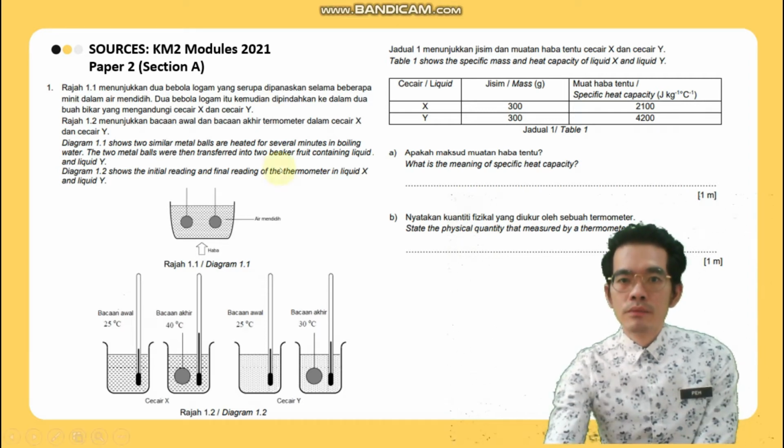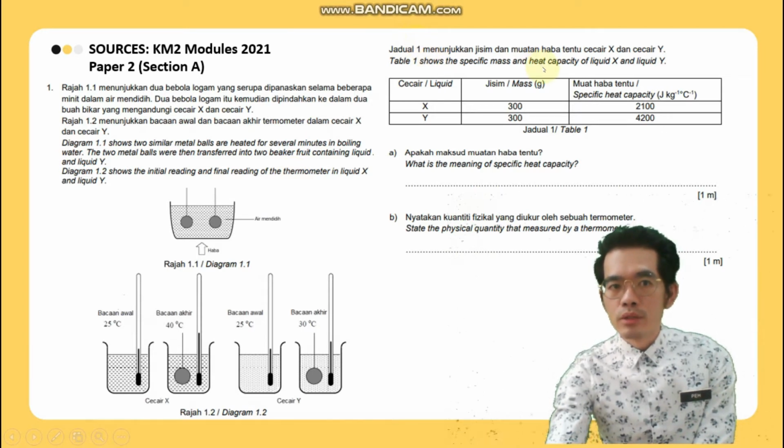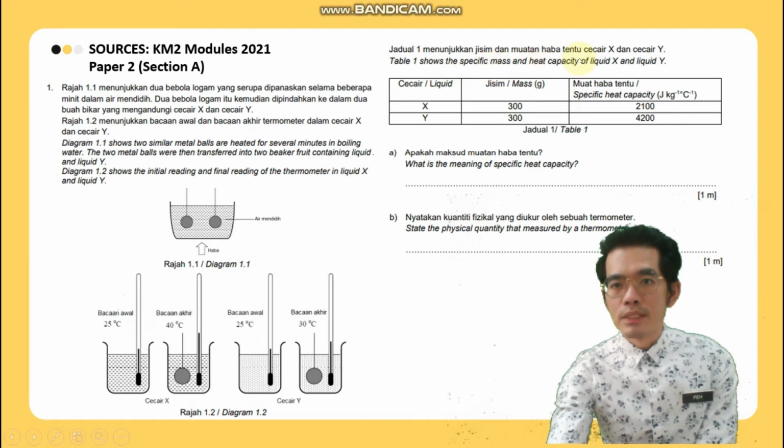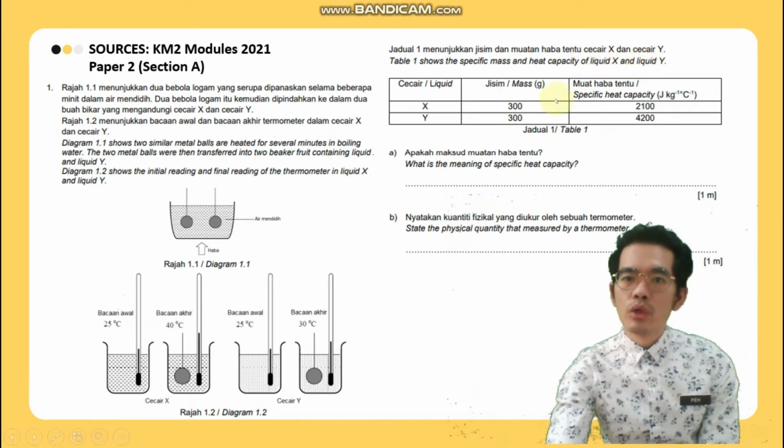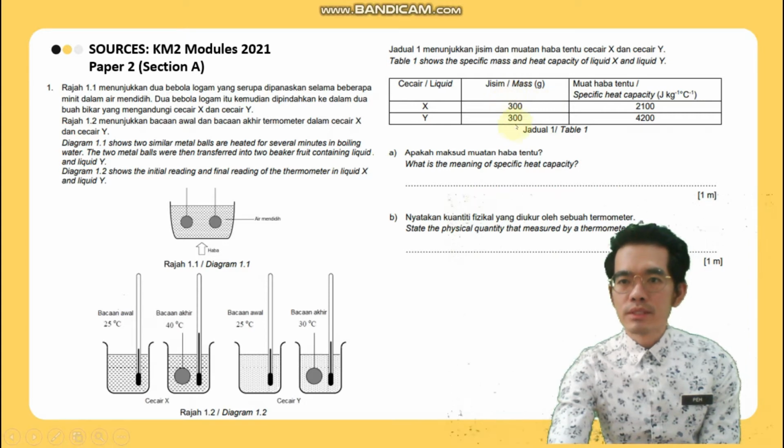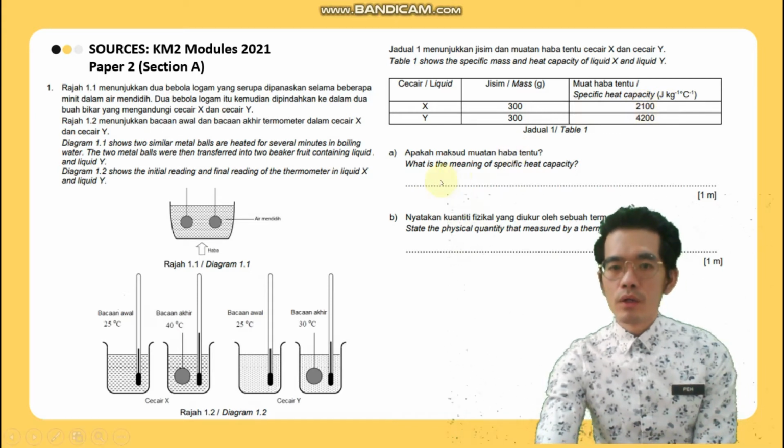Let us continue to read the question. Table 1 shows the specific heat capacity and mass of materials X and Y. Both liquids have the same mass, and the specific heat capacity of liquid Y is greater than liquid X. So what is the meaning of specific heat capacity?